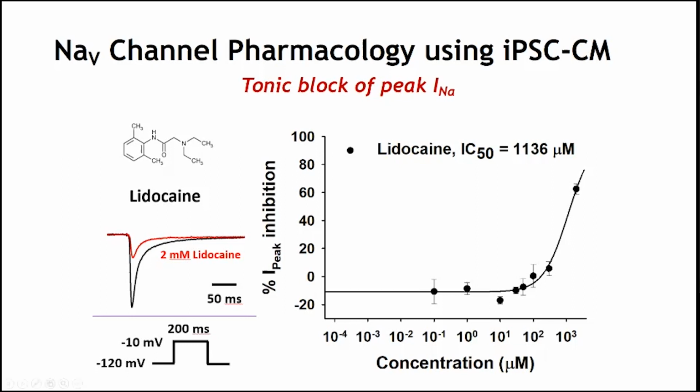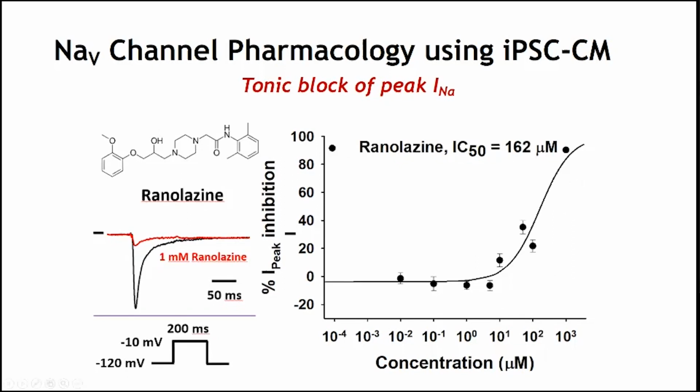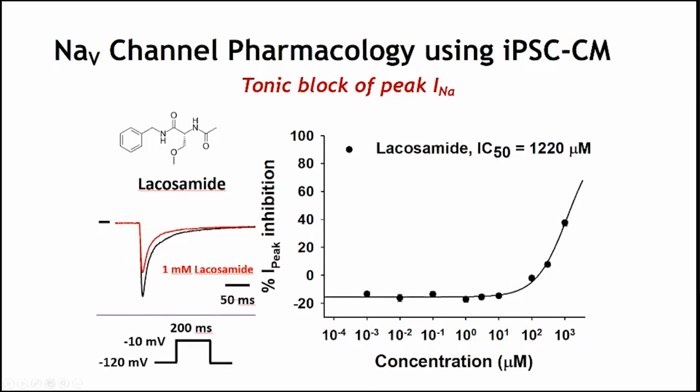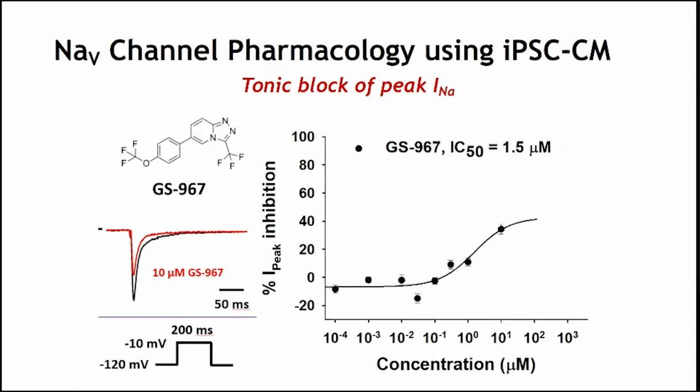So just an example, we looked at lidocaine, ranolazine, lacosamide, which is known to be a unique sodium channel blocker for the treatment of epilepsy, and then 2 investigational compounds, one named GS967, which was a very potent blocker of persistent sodium current, and it was almost selective.